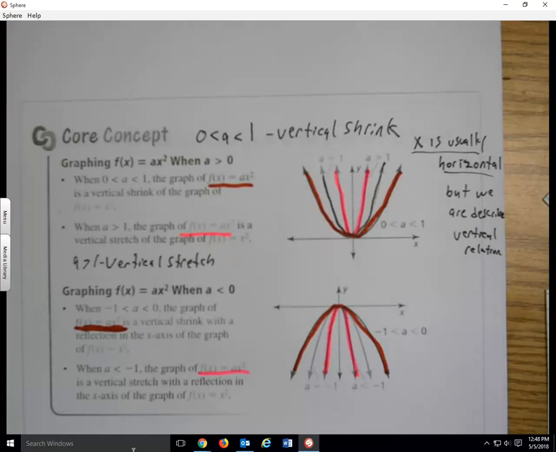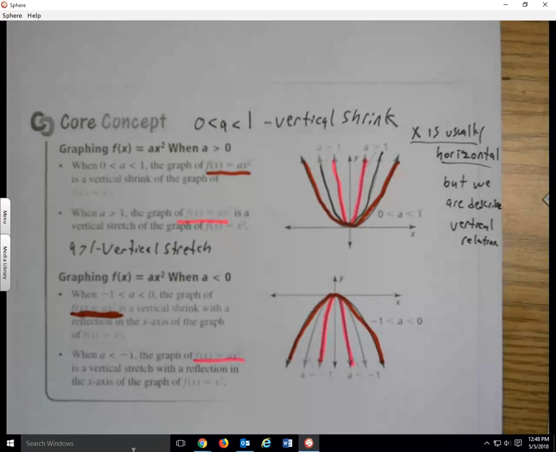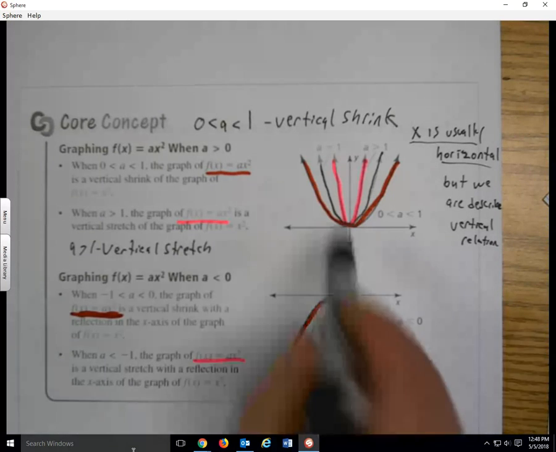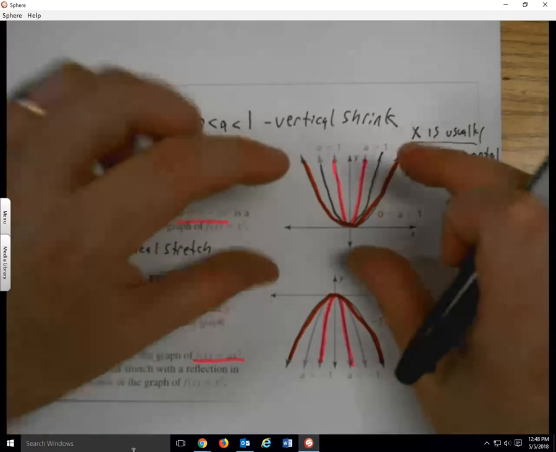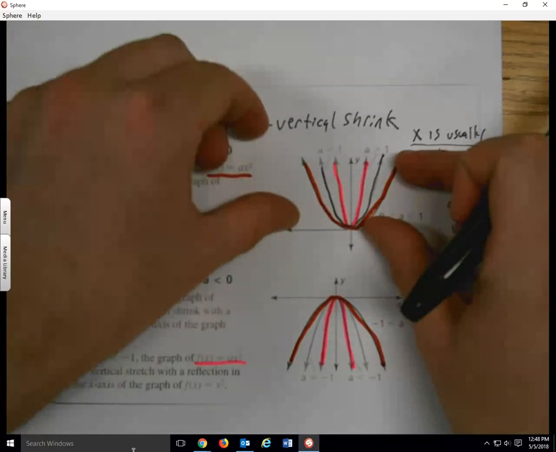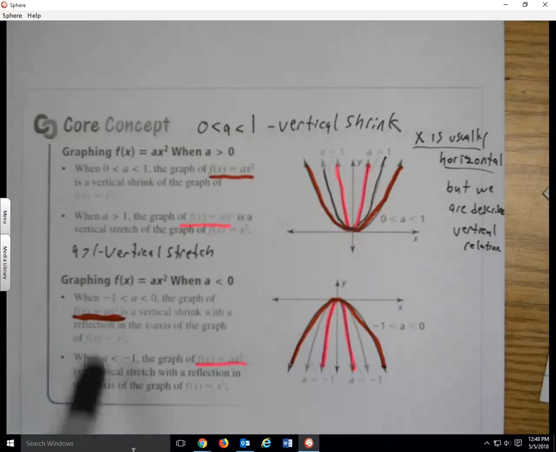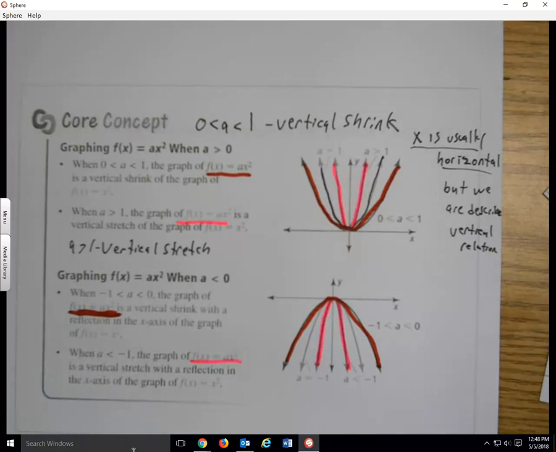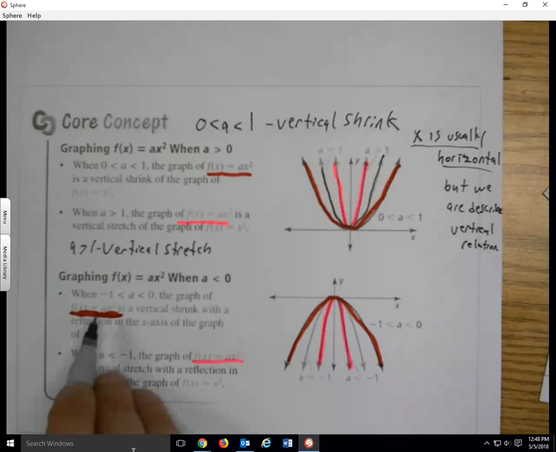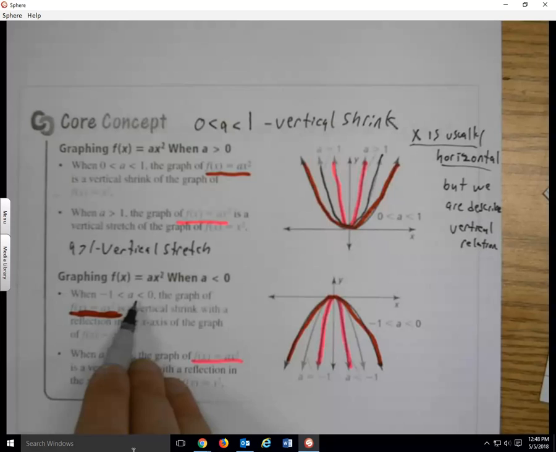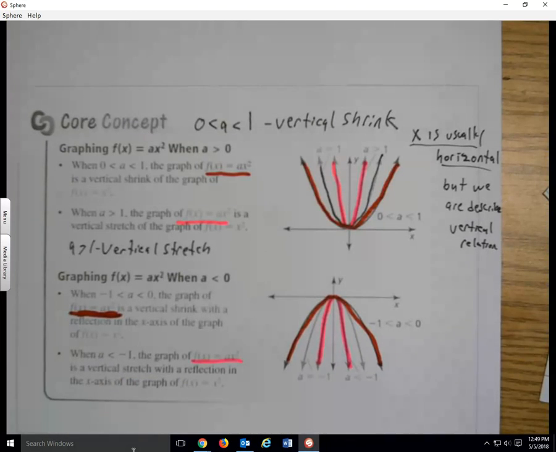All right, we're almost done, but I want to talk about when we have negative numbers. It's pretty much the exact same thing we just did, but it's almost like you put a mirror to it and it reflects down. And that's what it's called, a reflection. Whenever there's a negative, in this case when -1 is less than a and a is less than 0, it's a vertical shrink with a reflection over the x-axis of the graph.